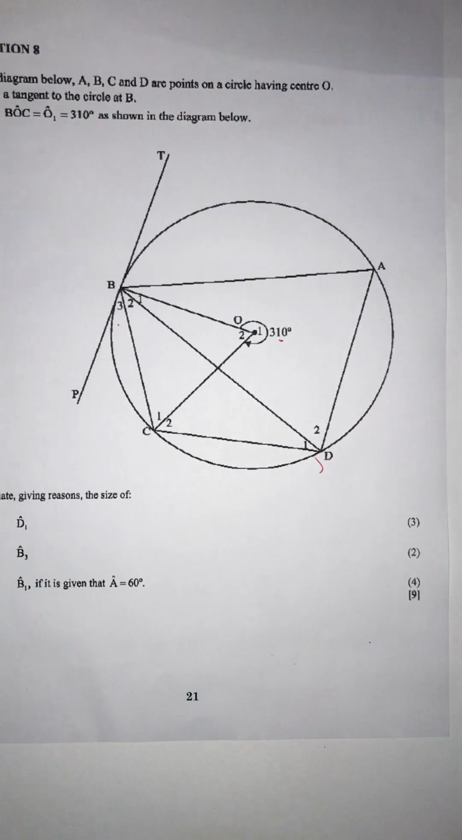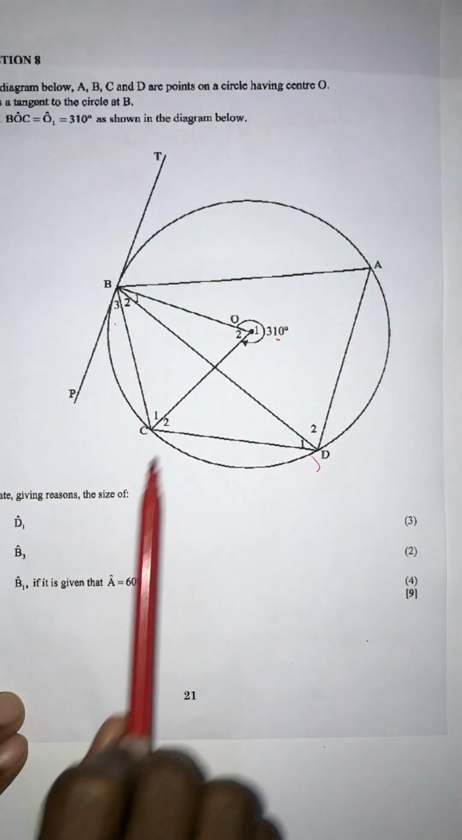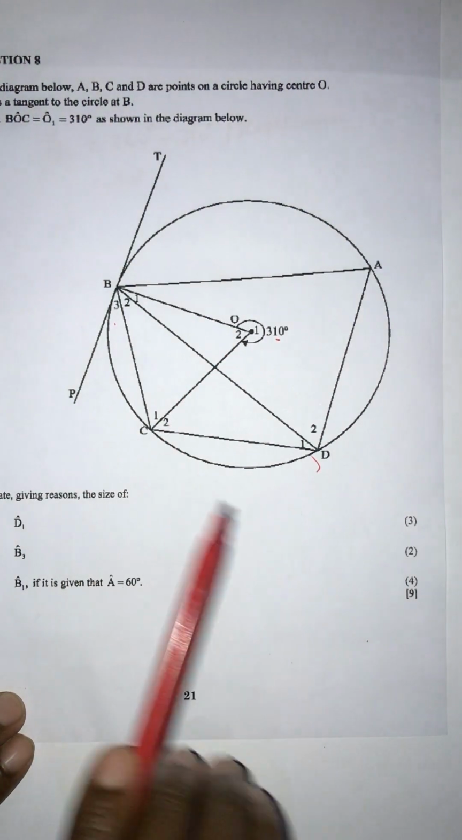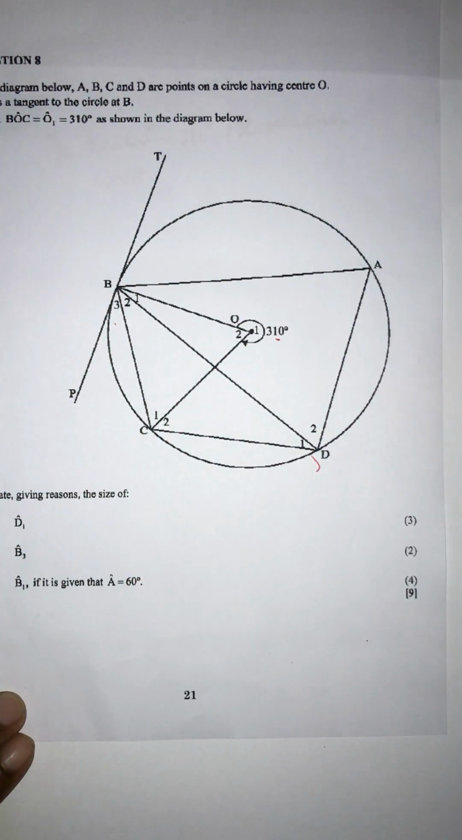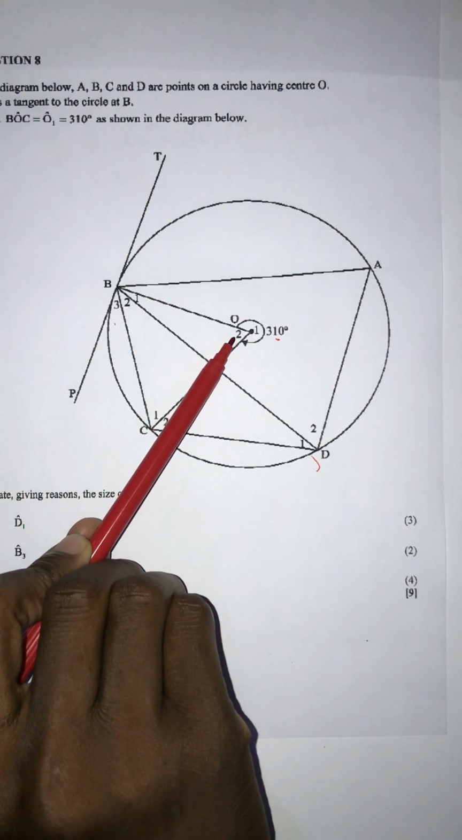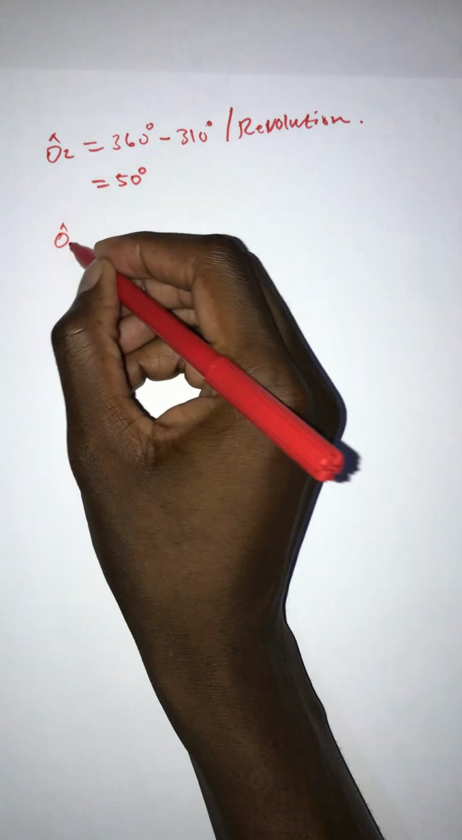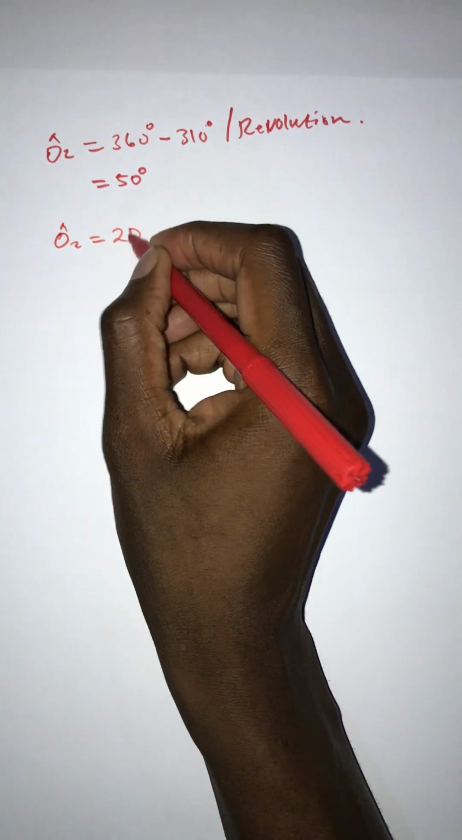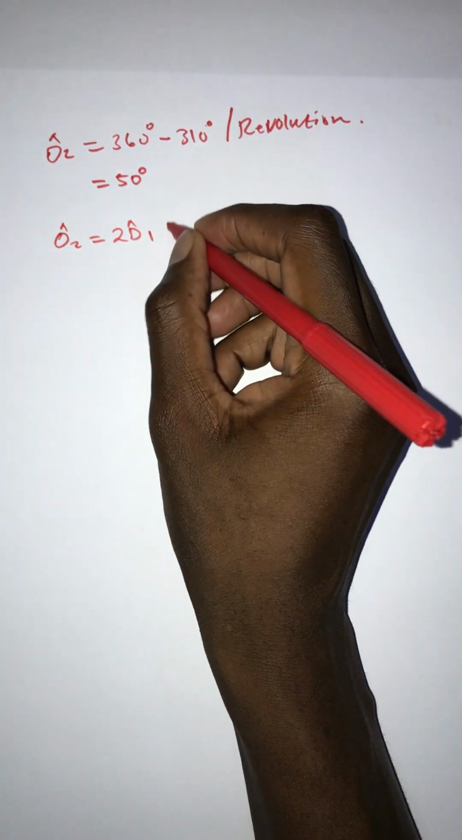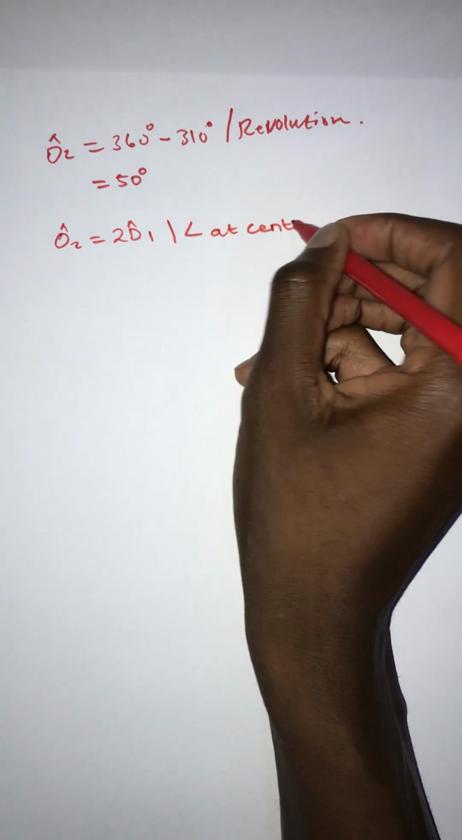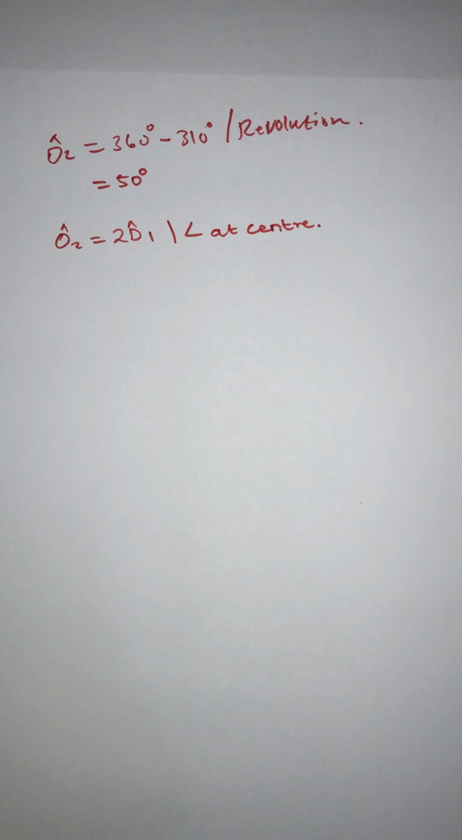So, go back to the diagram now. BC is subtending angle O2, also subtending angle D1. It means the angle at center is equal to the angle at circumference. It means angle O2 is 2 times angle D1. So, we are going to say now, angle O2 is equal to 2 times angle D1. The reason being is the angle at center is equal to twice the angle at circumference. So, we just say is the angle at center.